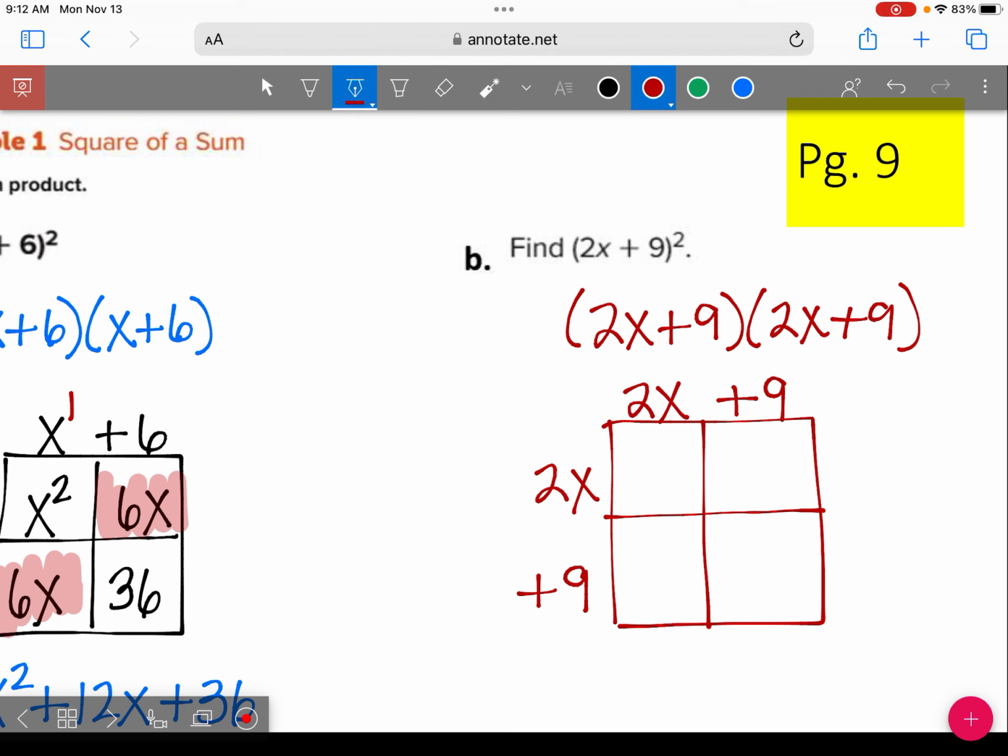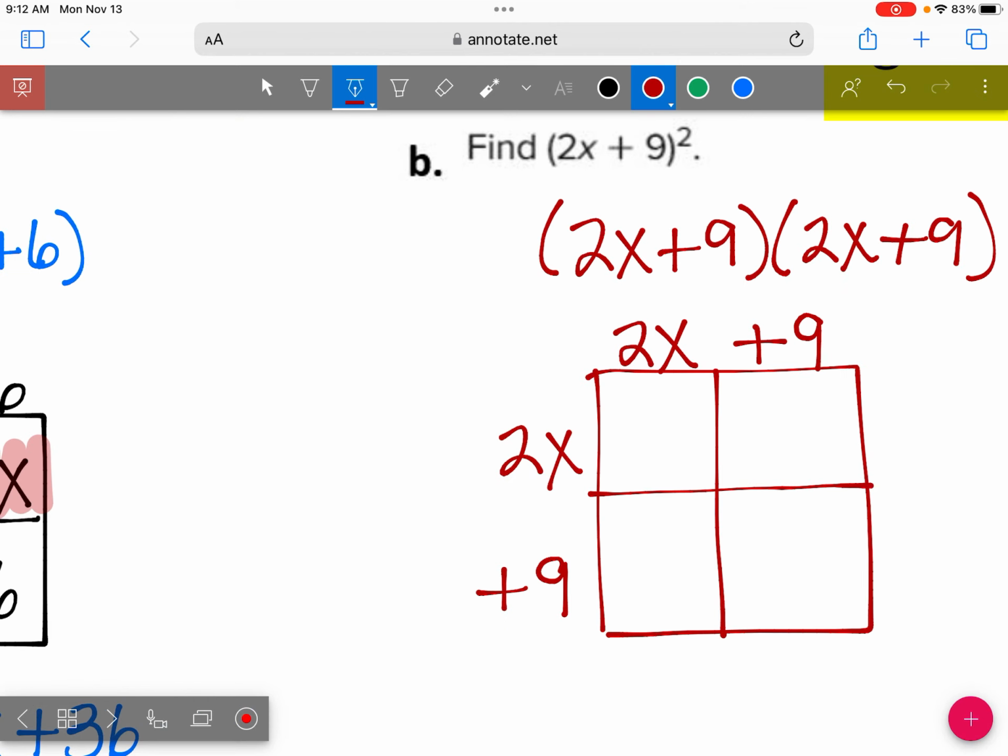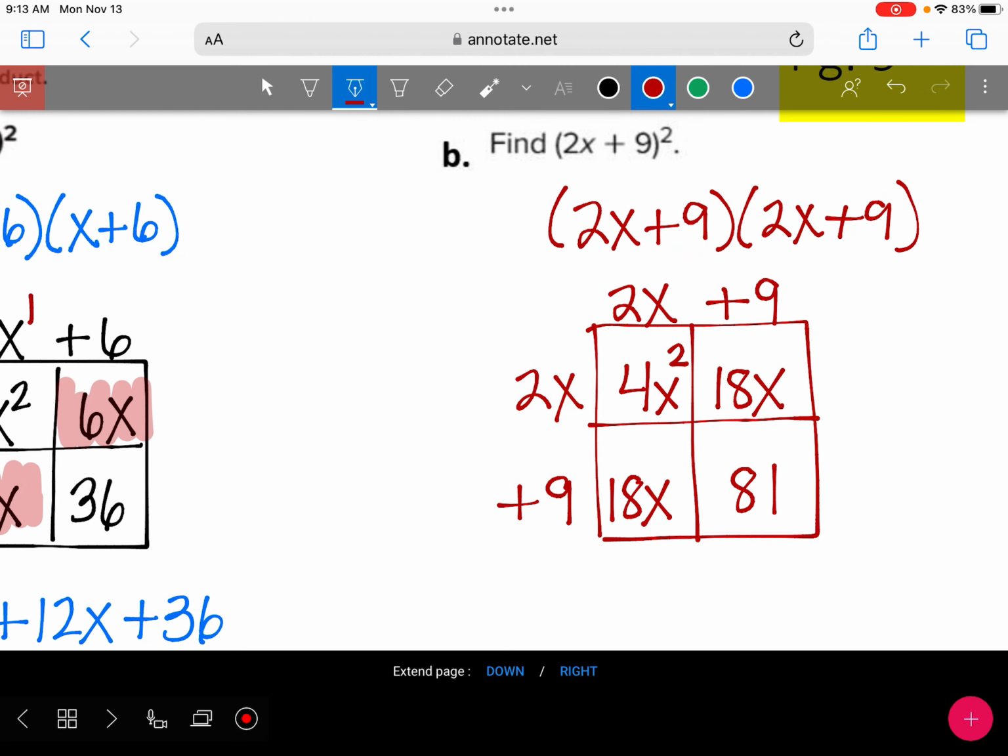So 2x times 2x, what's 2x times 2x? 4x squared. Good. What about 2x times 9? 18x. Who had 18x? All right, and that's going to go in both of these squares. And then lastly, 9 times 9 is 81. So let's combine our like terms, so that would be these two. So your final answer on the test would be 4x squared plus 36x plus 81.